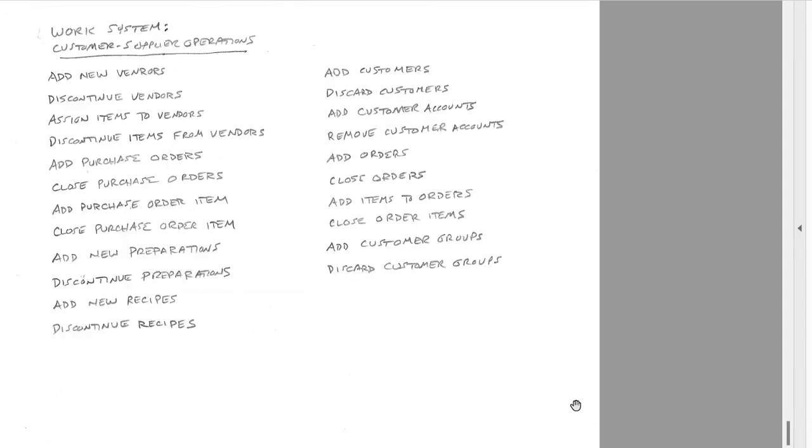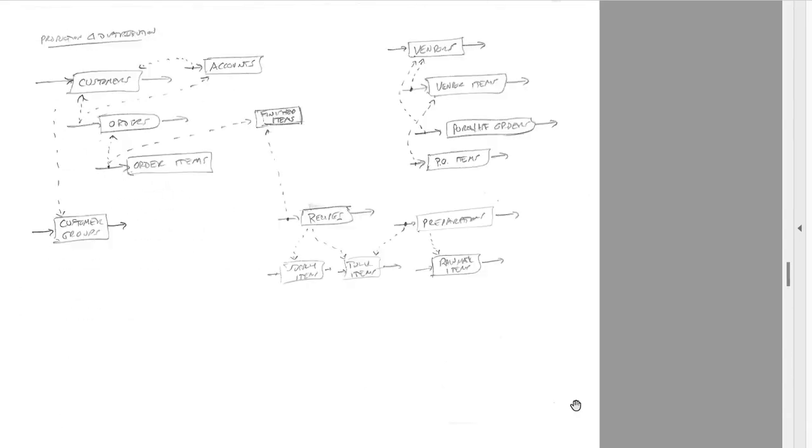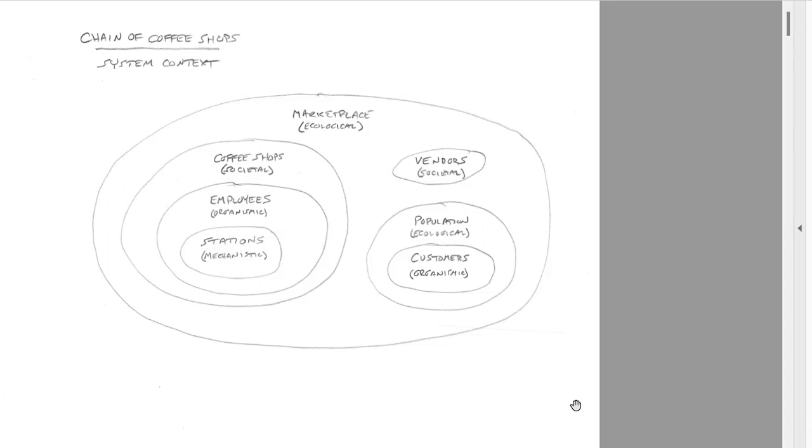And then finally, I've got my customer supplier operations. So adding and selecting vendors, issuing my purchase orders, getting things received, adding new preparations and discontinuing them, adding new recipes and discontinuing those, adding customers, removing customers, letting them order things, adding items to orders, closing out orders, and creating my customer group. So I've got stock and flow in the system for everything that goes on in the system overall. I've implemented the stocks and flows for all of the conceptual portions of my system, as well as for the component mechanistic and organismic aspects of the system.